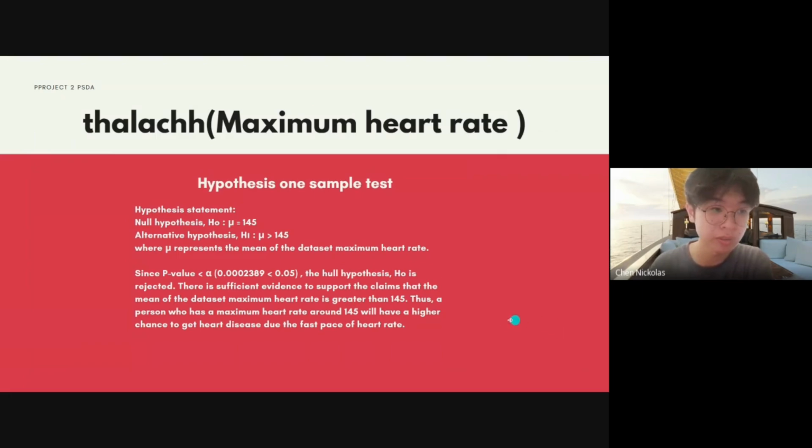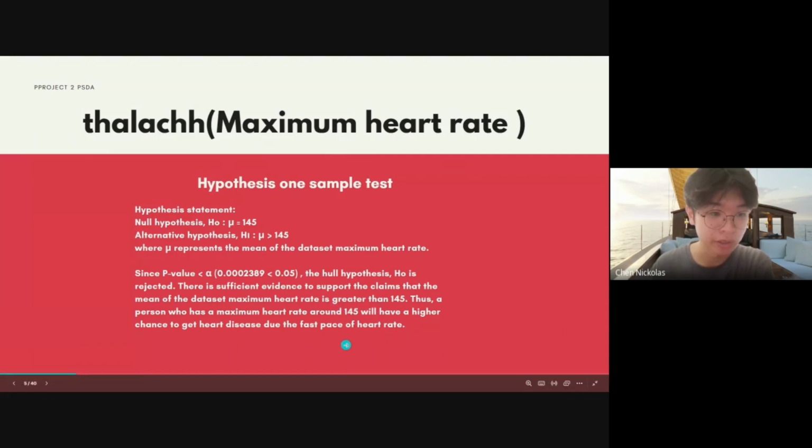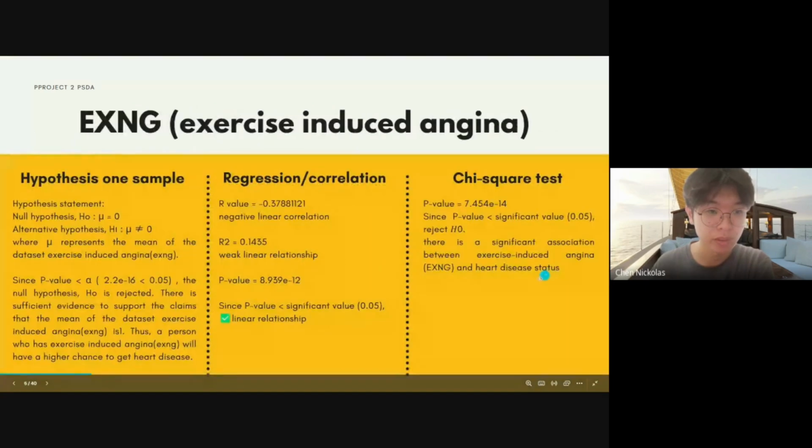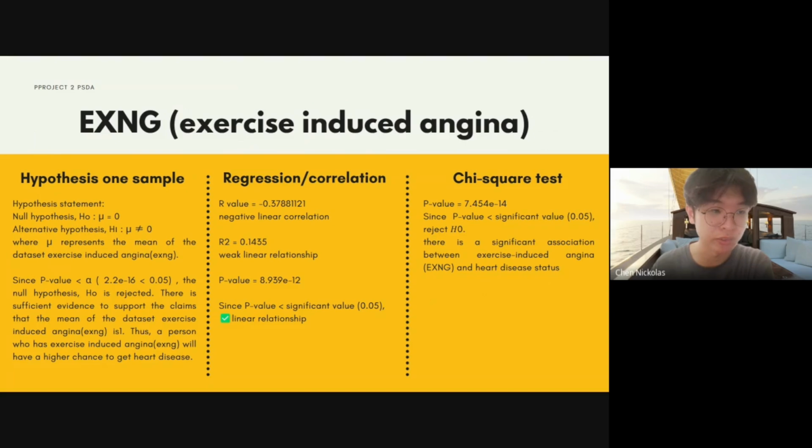Okay, so the first variable is THALACH, which is maximum heart rate. We did a hypothesis one sample test for maximum heart rate, and we found that there is sufficient evidence to support that a person who has a maximum heart rate around 145 will have a higher chance to get heart disease due to the fast pace of the heart rate. Okay, and the second variable is EXNG, which is exercise-induced angina. We did a hypothesis one sample test, regression and correlation, and also a chi-square test for exercise-induced angina. And then we found that there's a significant association between exercise-induced angina and heart disease status. A person who has exercise-induced angina will have a higher chance to get heart disease.